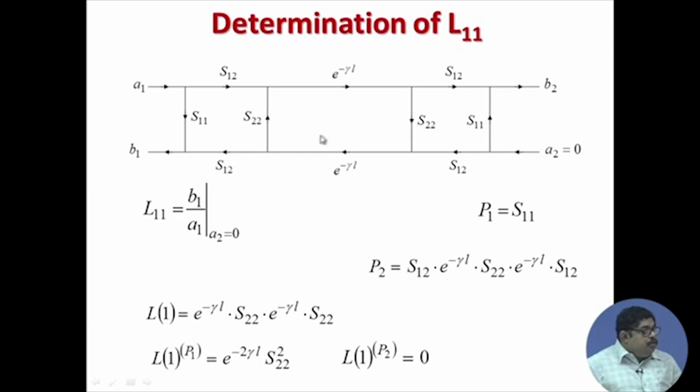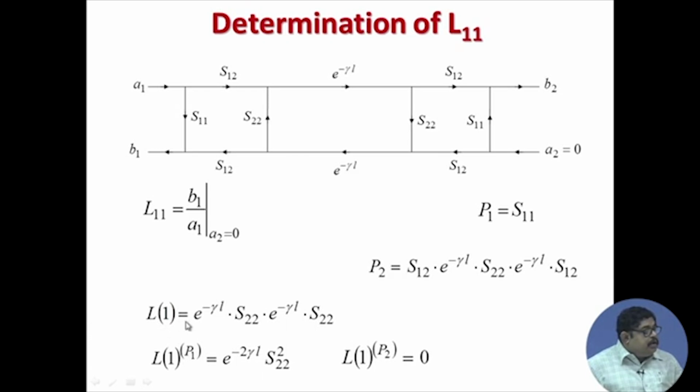Now, is there any loop? Obviously, this is a loop, clear. So, e to the power minus gamma L, this e to the power minus gamma L into S22. This is a loop. Any other loop? You see, this is not a loop, this is not a loop. No S parameter can be a loop, 2 port S parameter.